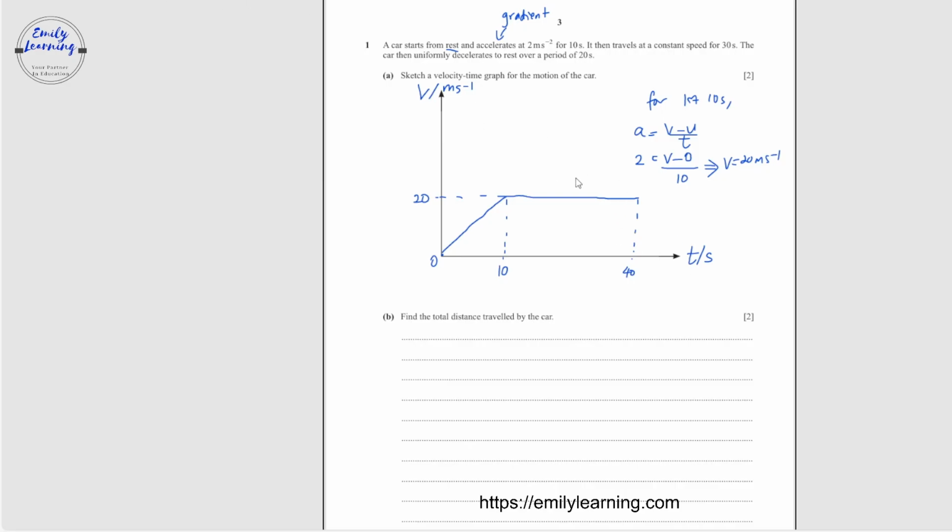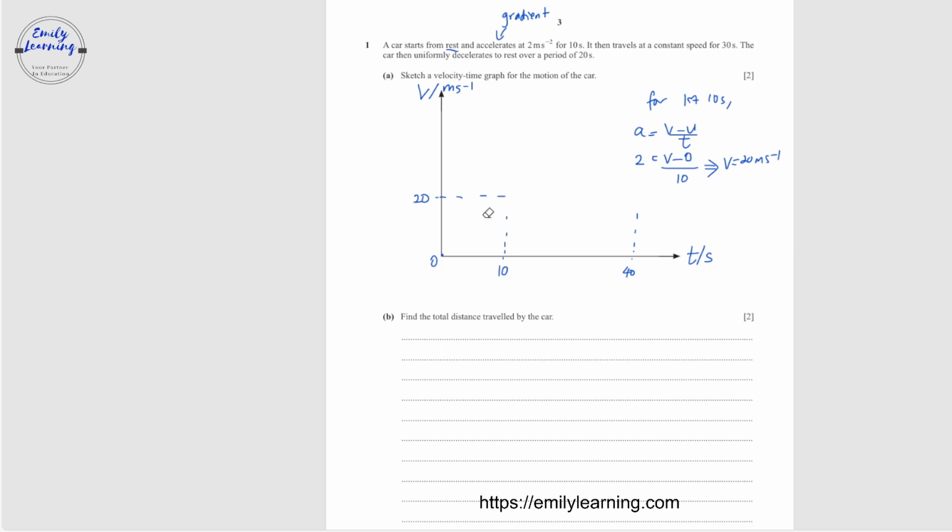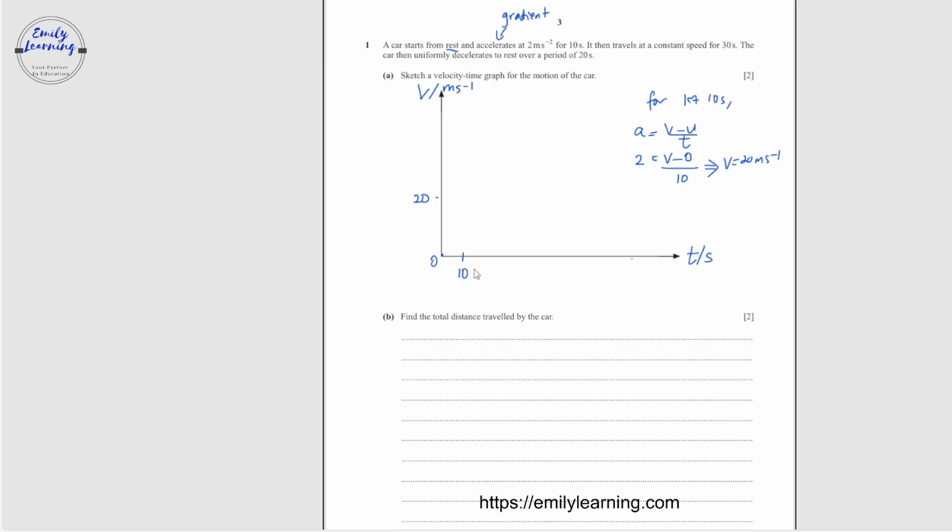Oops, maybe I should draw it a bit smaller. Okay, so let me first mark out 10, 40, and 60. Okay, so maybe 10 is here. Okay, so initially 0 to 20 meters per second in 10 seconds.